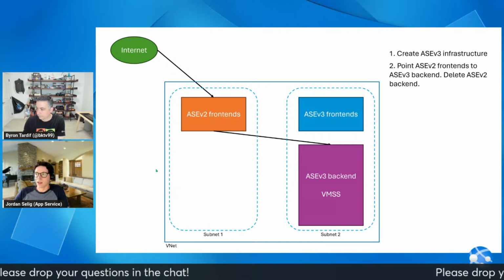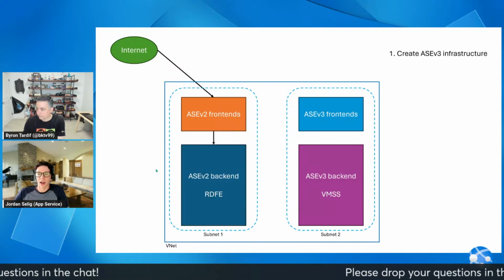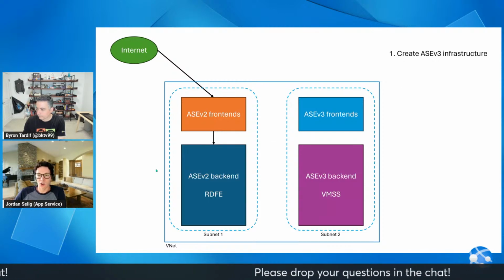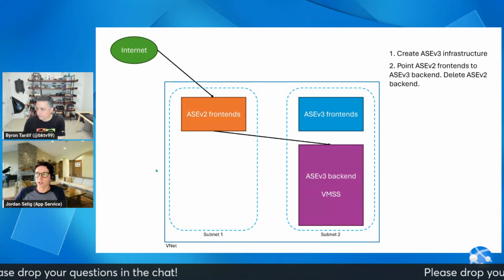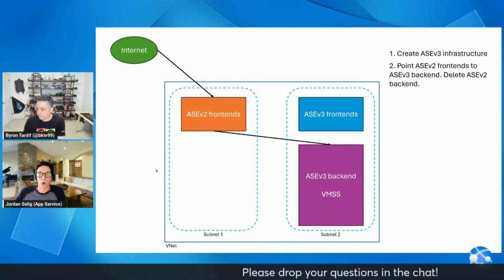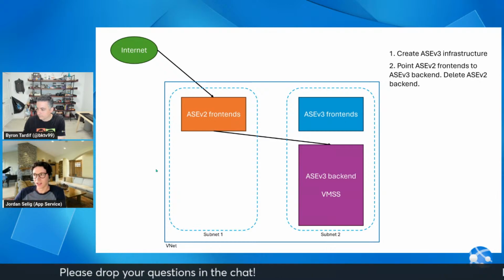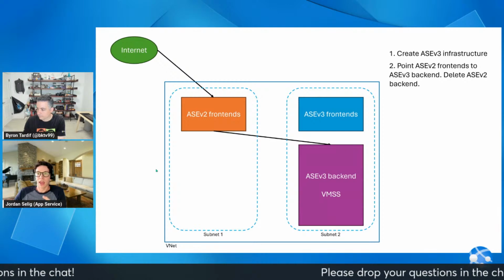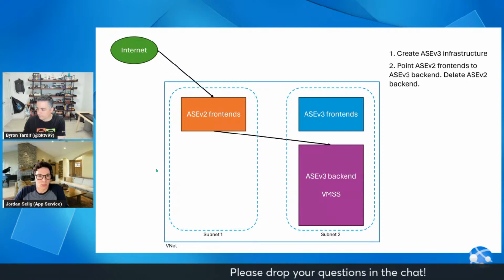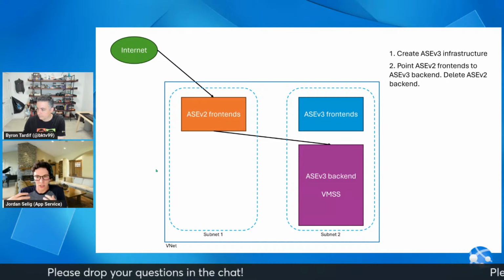The next step, and I'll just go through that again because it was quick, pay attention to the arrow from the ASE v2 front end to the ASE v2 backend and the ASE v2 backend block. What we did right there is we deleted your ASE v2 backend, and we pointed traffic from your ASE v2 front ends to your ASE v3 backend. And this is what allows us to achieve zero downtime and still, from the customer or your perspective, seem like you're running on an ASE v2 because the front ends are still ASE v2.